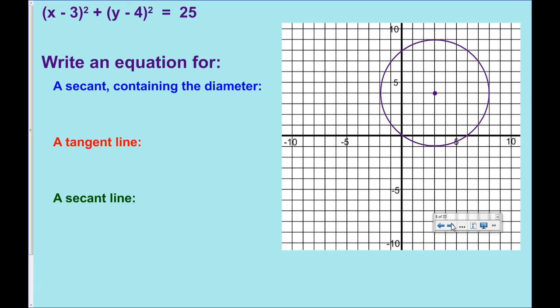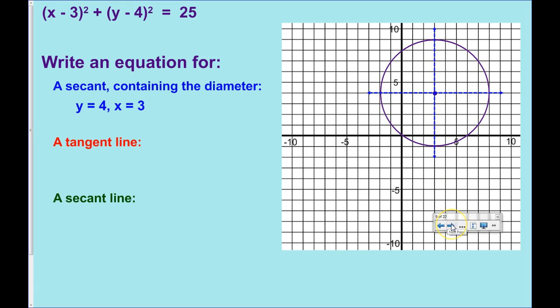And if you've done that, well, let's start off with the secant contained in the diameter. There's 2 easy ways to do that, and that would be with a pure horizontal line and a pure vertical line. And if you've forgotten how to write an equation for those, think of this line. This is y equals 4. That is the line that contains all the coordinates where they have a y coordinate of 4. And this is the line x equals 3. It's the collection of all points where it has an x coordinate of 3.